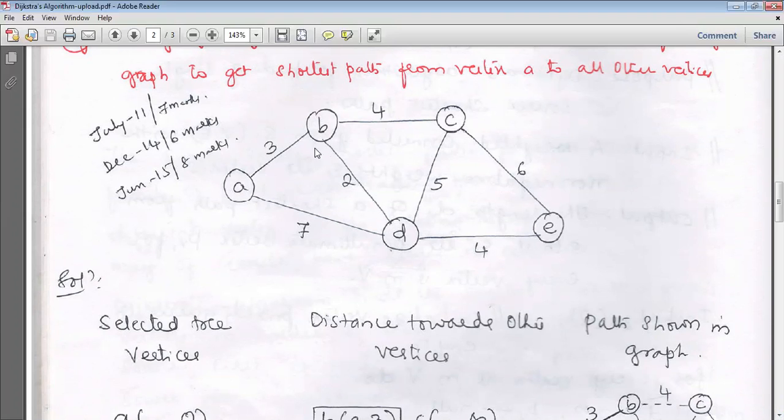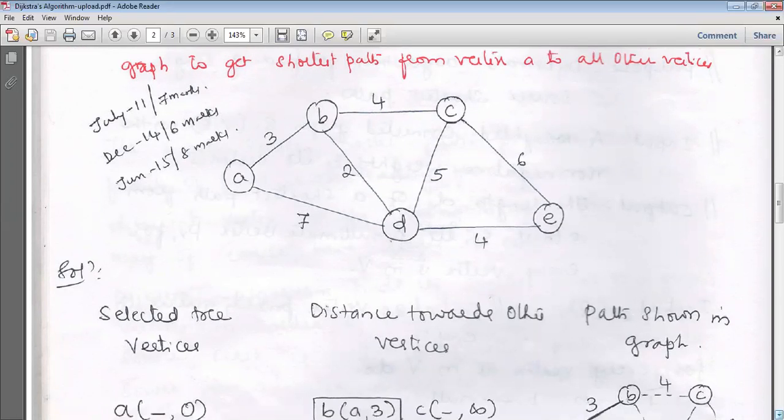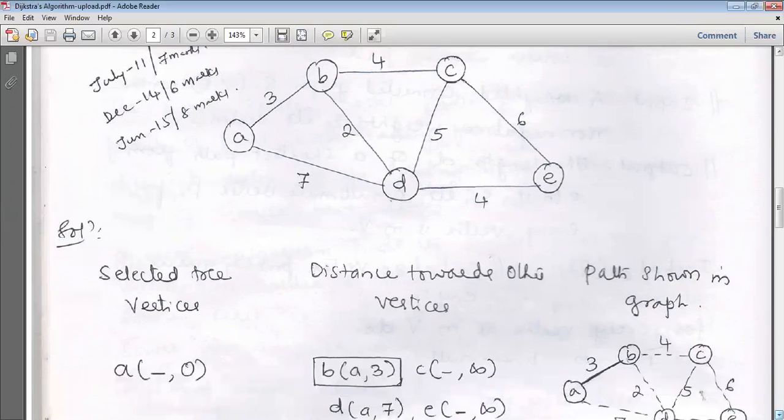Then from A, the remaining vertices are B, C, D, E. We have to check the distance from A to all the vertices. Initially, we have not seen which is the shortest distance. So we'll check. From A to B, there is a direct edge with a cost of 3. So we'll write it as B of A comma 3. A to B, there is a path with a distance of 3.